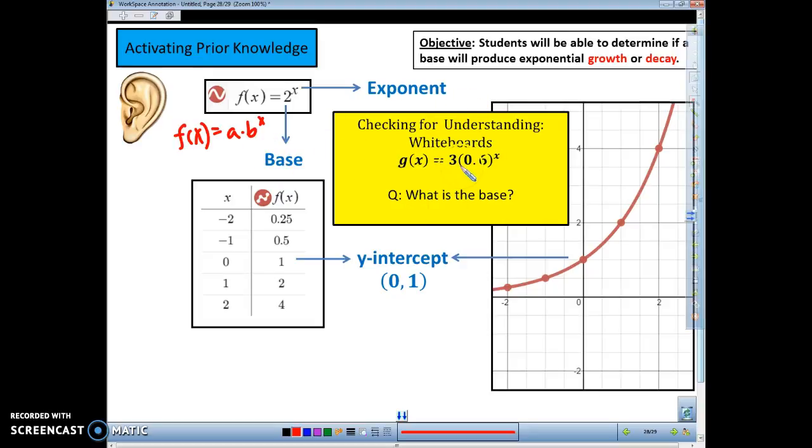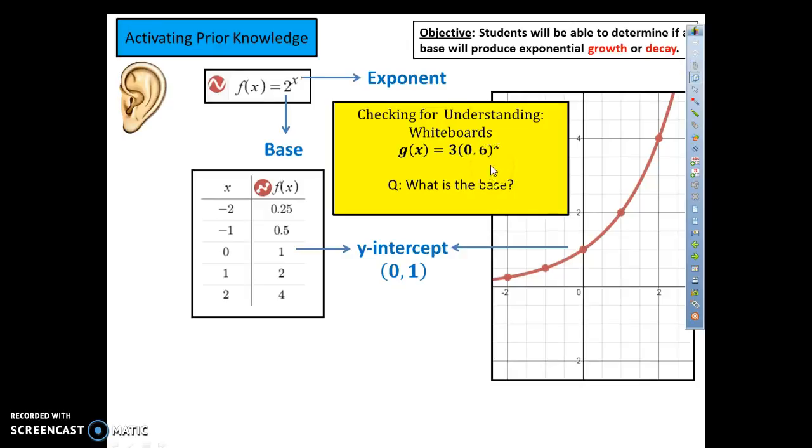g of x equals 3 times 0.6. Well, hopefully you noticed the base is always attached to the exponent. They're always together. So here in this situation, 0.6 would be our base.